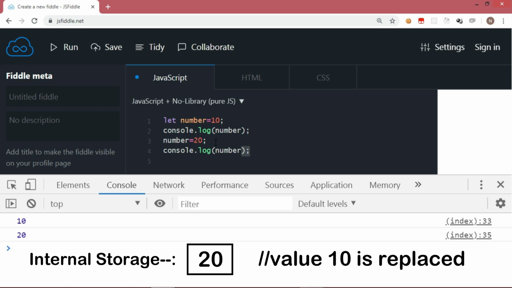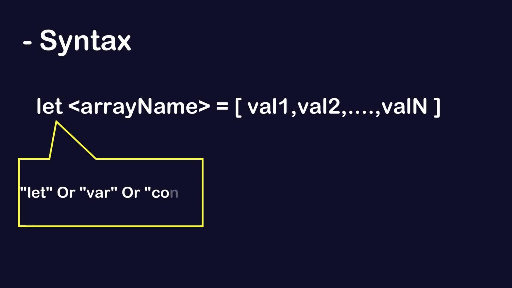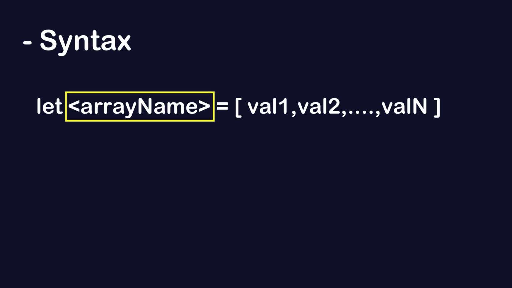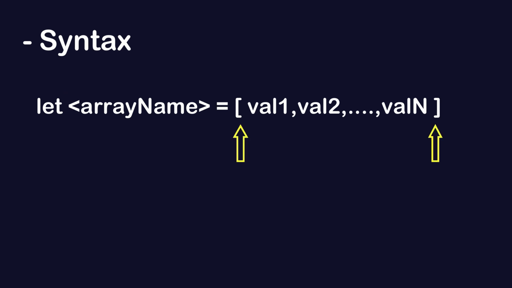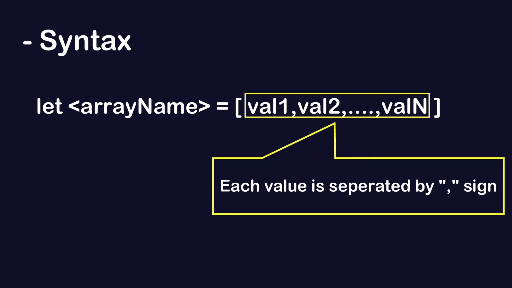But if you want to store more numbers by using one name, you can create an array. The syntax to create an array in JavaScript is like this. You use let or var or even const. Then the array name is equal to, we use the square brackets and we give the list of values. Each value is separated by a comma. Let's try to create an array and run the code to see how it looks.